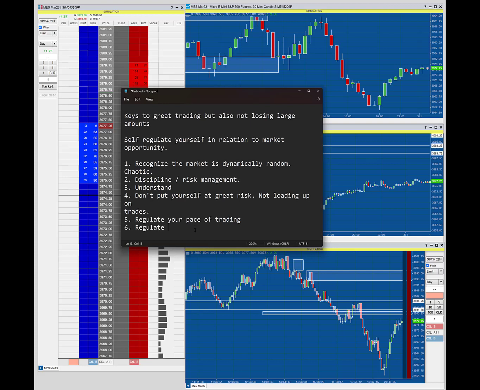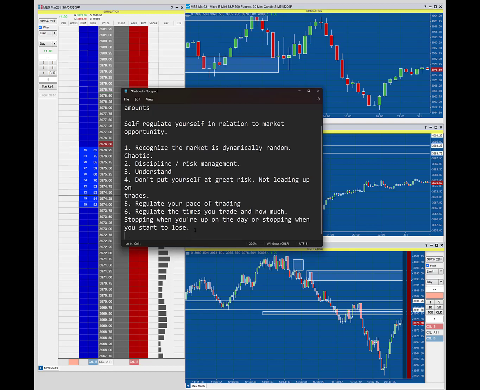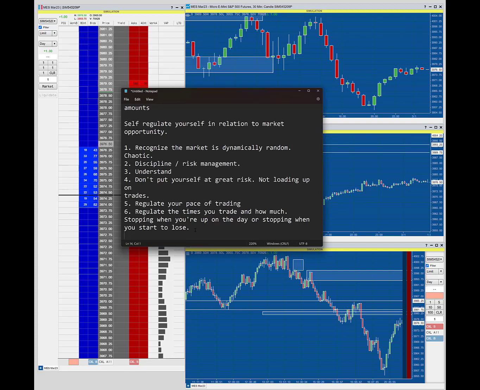You can regulate the times that you trade, and again how much you trade, and stopping when you're up on the day, or stopping when you start to lose. Again, this is at a different level. You're regulating your energies and saying, okay, I'm not going to trade 24/7 because it's going to cause me to become exhausted, and then I'm not going to be able to trade as well.